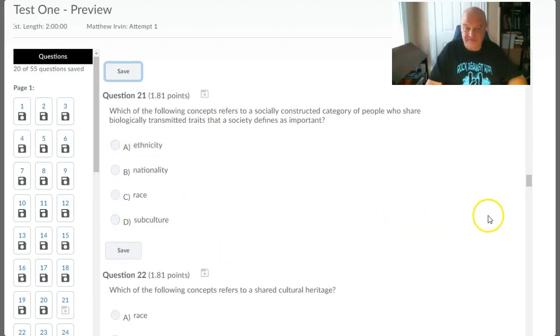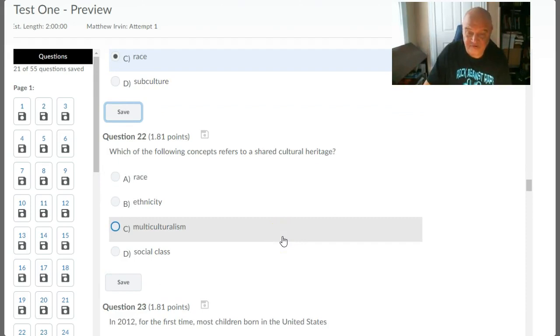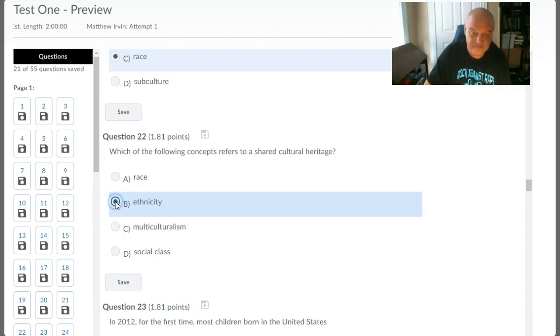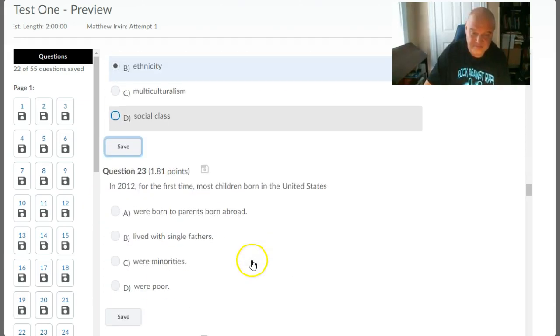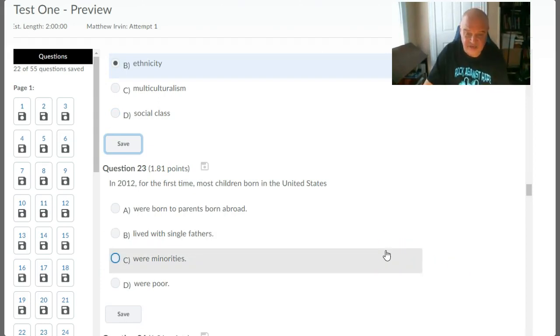Which of the following concepts refers, question 21, to a socially constructed category of people who share biologically transmitted traits that a society defines as important? And that is race. Which of the following concepts refers to a shared cultural heritage? That's ethnicity. In 2012, for the first time, most children born in the United States were minorities.